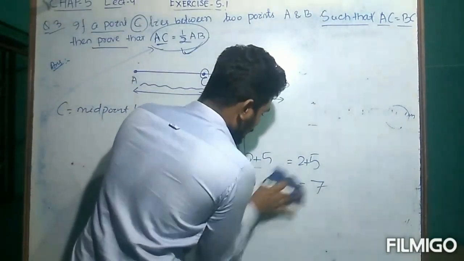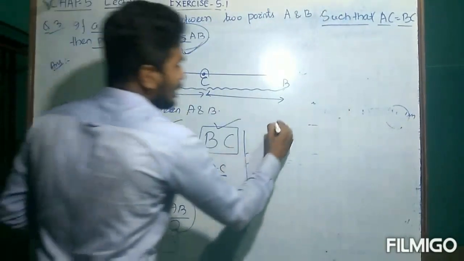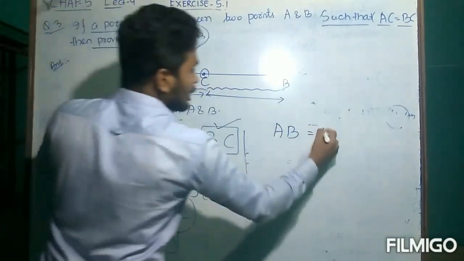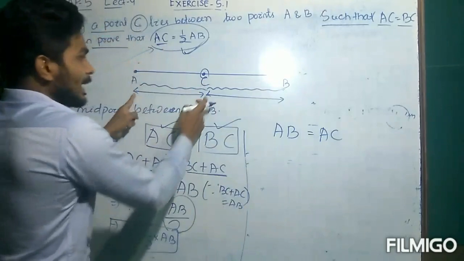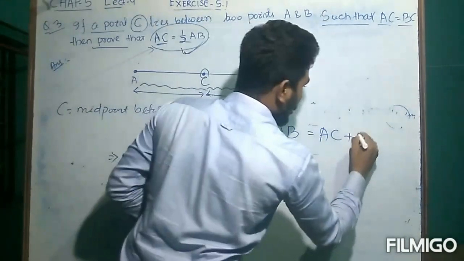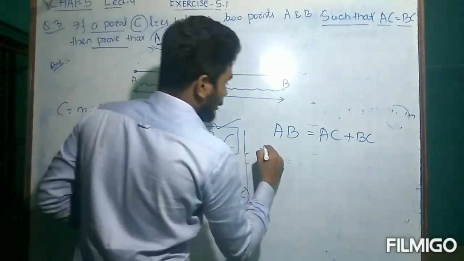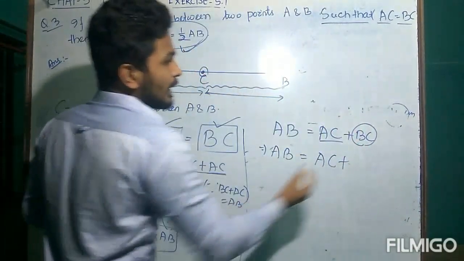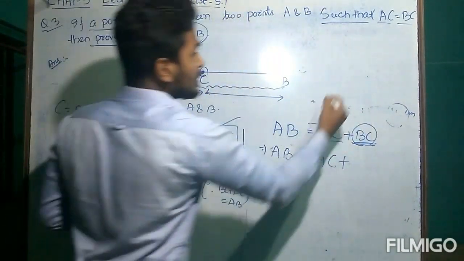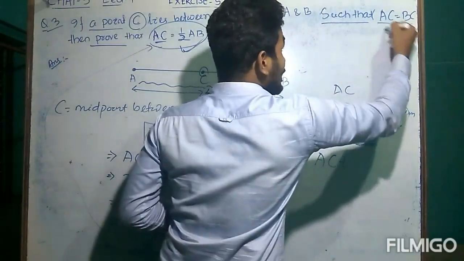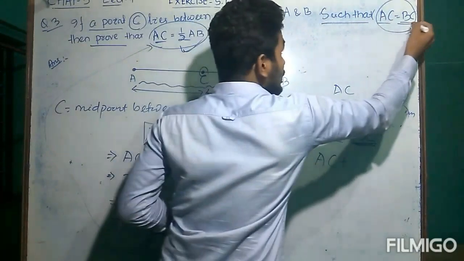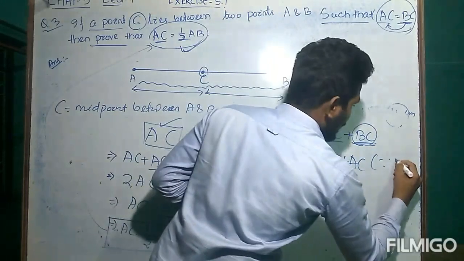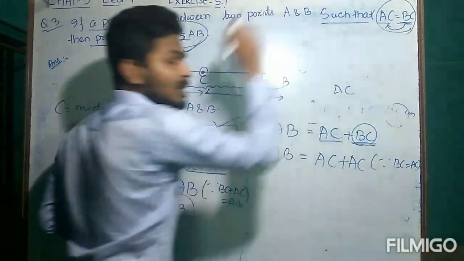And the second procedure is, since you know that the total length AB can be written as AC plus BC. AC plus BC is AB. Okay, we can write this. Now, AB is equal to AC plus BC. In the place of BC, we can substitute AC. Why? Because it is given that AC is equal to BC. So in the place of BC, we can substitute AC. So write AC here and also mention the reason here. BC is equal to AC. It is given in the question.